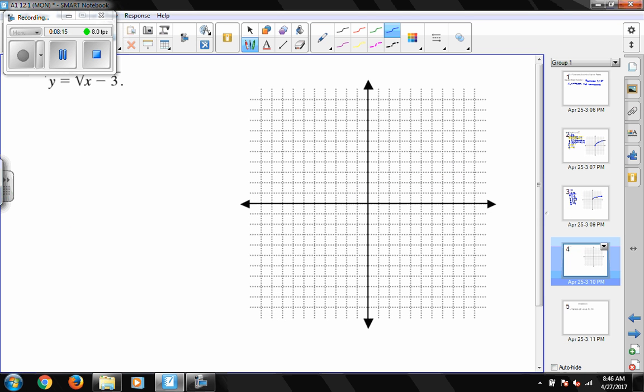Last example for you today, square root of x minus 3. Now, notice that the 3 is inside the square root today. So we're still going to do our xy chart.